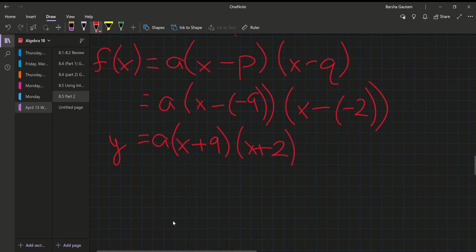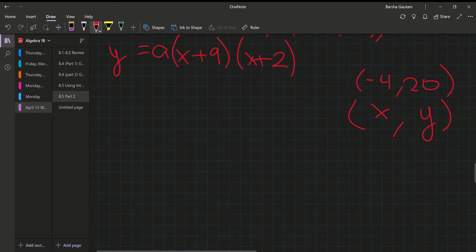So let's go ahead and do that. I'll write it down right here, (-4, 20). So this is our x, and this is y. So we're going to replace y with 20. We're going to leave a alone, and we're going to replace all our x's with -4.